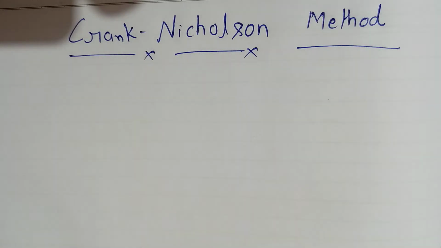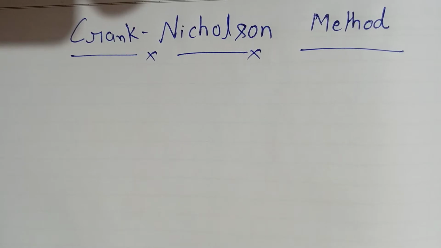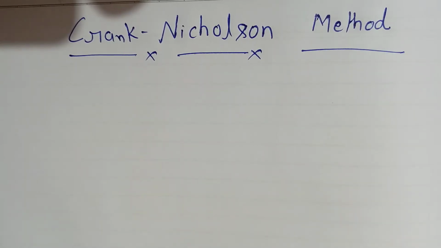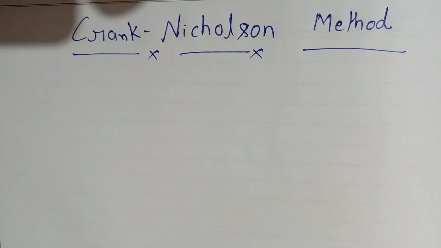In this video I am going to explain the Crank-Nicolson method. This Crank-Nicolson method is applicable for parabolic PDEs. The example is the heat equation. If you apply the finite difference scheme on the parabolic equation or heat equation, we get one implicit formula that is called the Crank-Nicolson.